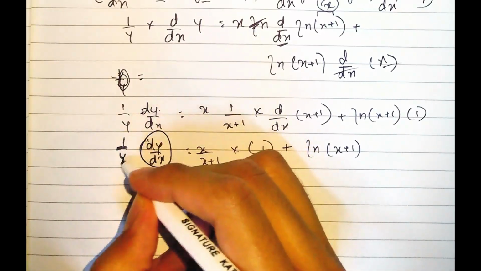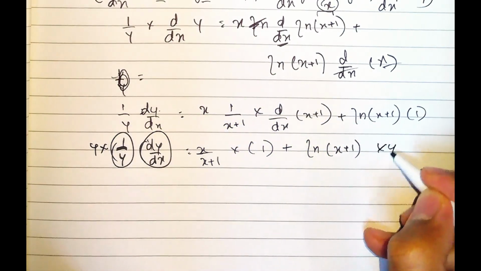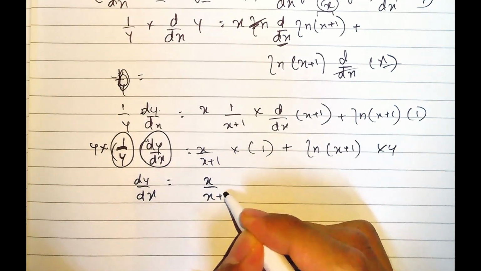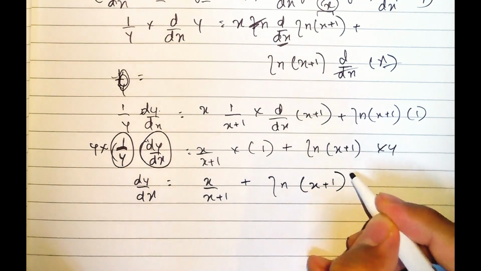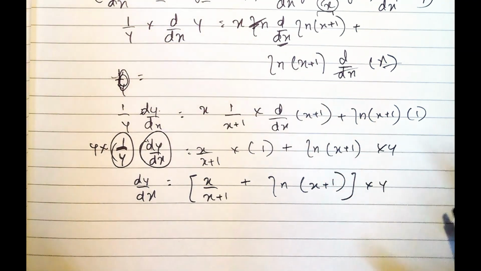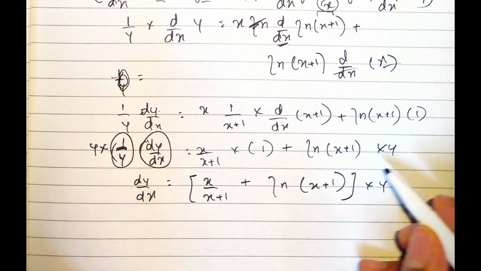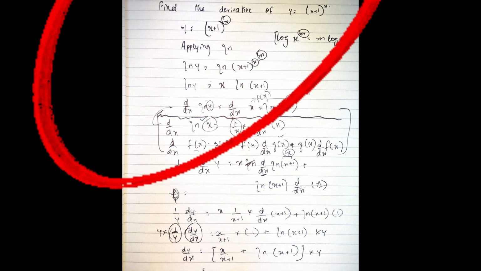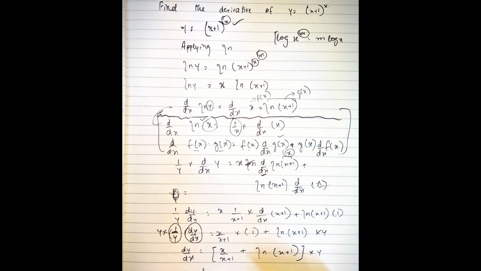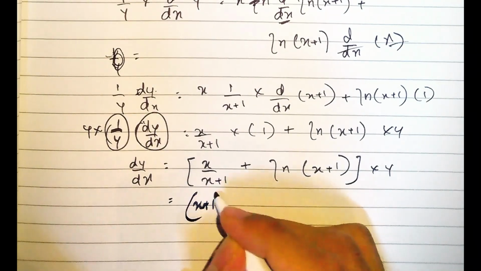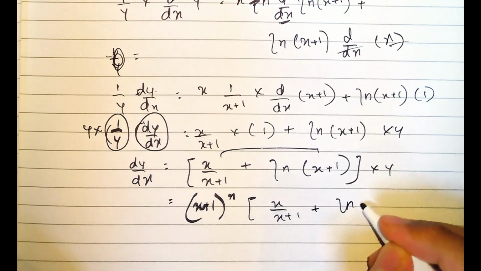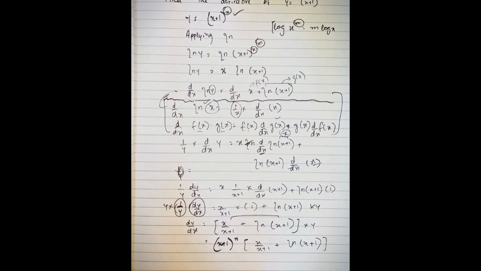So we want this thing right over here, so I can separate this by multiplying by y on both sides. We are left with dy by dx equal to x divided by (x plus 1) plus natural log of (x plus 1), and this entire thing is multiplied by y. We actually moved y to the opposite side of the equation by multiplying it on both sides, so it will be multiplied by all of these terms. The actual value of y given to us was (x plus 1)^x. So we can put this value right over here: (x plus 1)^x, and then x divided by (x plus 1), the same thing, plus natural log of (x plus 1). Okay, so this is the final derivative of this function.